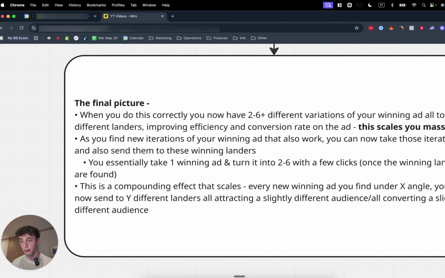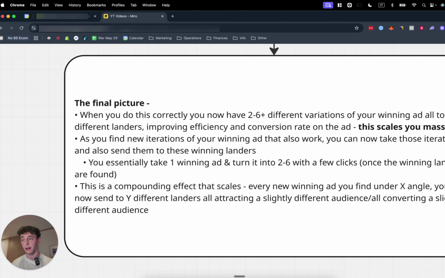So you essentially take your one winning ad, you multiply it by 4, now you have 4 winning variations, all to different landers that attract a slightly different audience and convert slightly different audiences, right? So every winning ad you get with this angle now, you turn into 4. 4, that's going to scale you, okay? And then you do this with every single angle and new ad that you have winning in your ad account, and you can see how this scales exponentially.